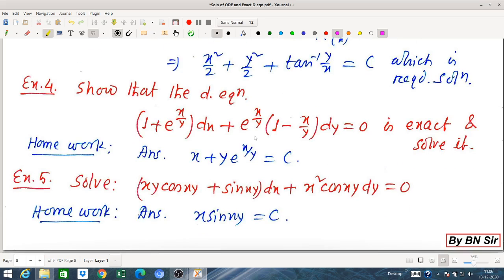Now 2 homeworks are given: show that the differential equation is exact and solve it. The answer is given. These two you will do. Thank you for today. More problems we shall do in the tutorial class or in the next lecture class also.